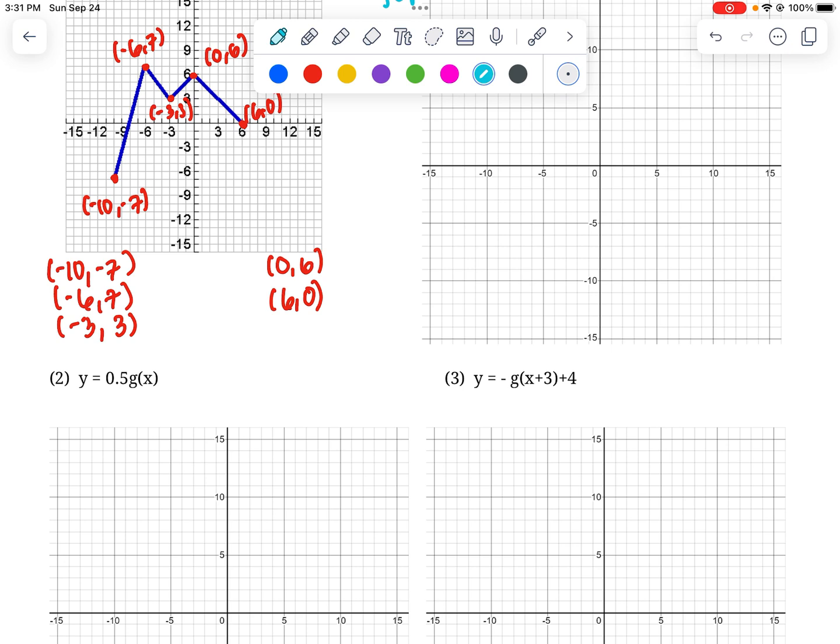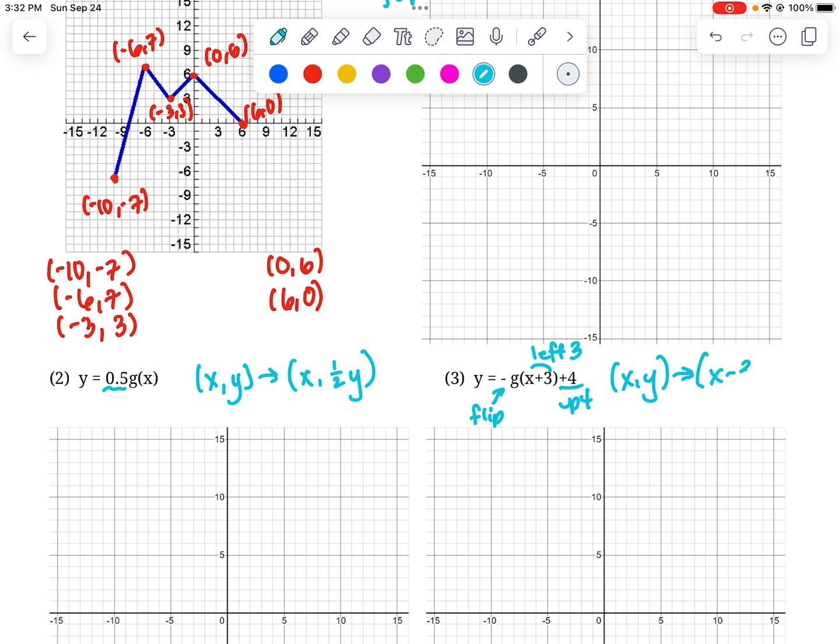For number 2, the only thing that's different is this 1/2. And so every point would just be changed to be half as tall, which means all of the points are going to be squished in towards the x-axis to be not as high up or not as low down from the x-axis. And then this one has a flip. It moves left 3 and it moves up 4. So my transformation rule here would be this one.